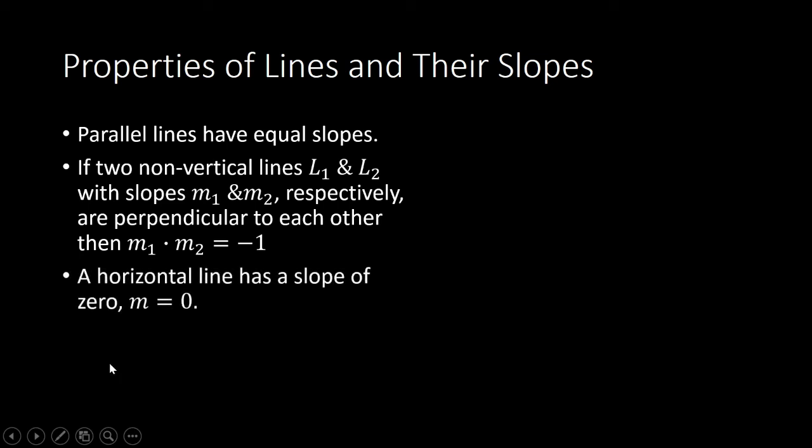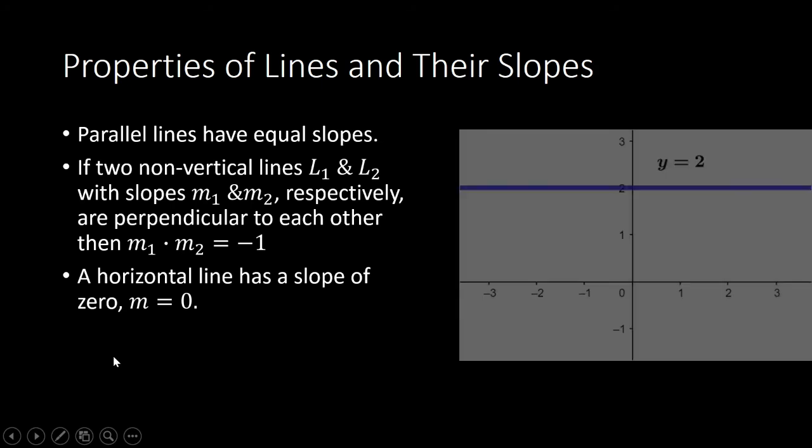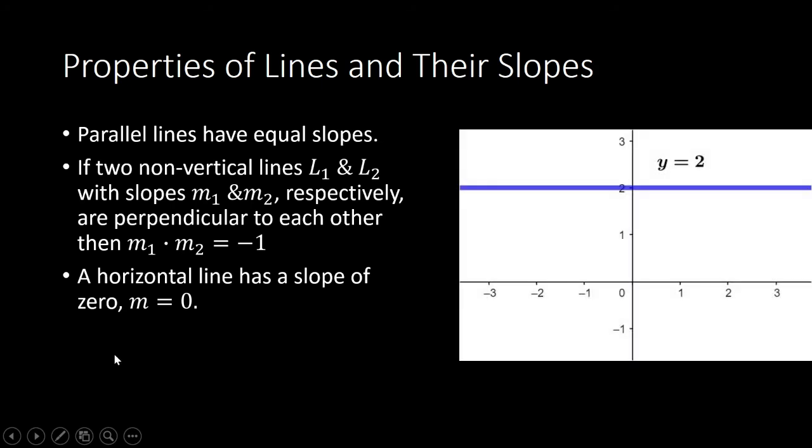A horizontal line has a slope of 0. m is equal to 0. So this line, the line defined by y is equal to 2, has a slope of 0.